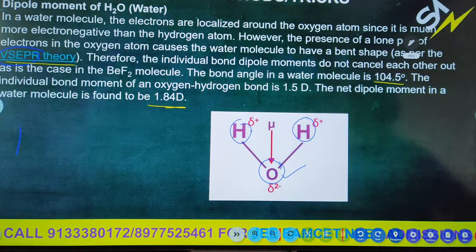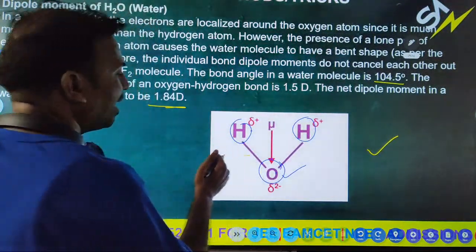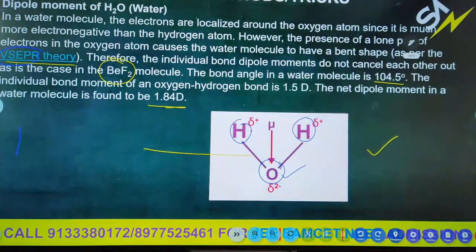Now, according to the second method, is the molecule symmetrical or unsymmetrical? The water molecule is unsymmetrical. Why? It is not linear like beryllium fluoride. Beryllium difluoride is a linear molecule, but the water molecule is not linear. It is in a bent or angular shape. So here the dipole moment is not equal to 0.